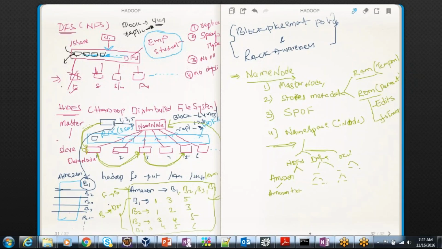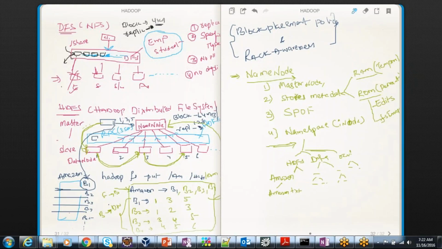Okay, try to come back again, try to recollect again. What is the name node? Name node is a master node. It stores the metadata in two places, one is RAM and the other is ROM. RAM is temporary memory. ROM is permanent storage in the local hard disk, not in HDFS, guys. It will store edits and fs image in the name node's hard disk, not in the HDFS.